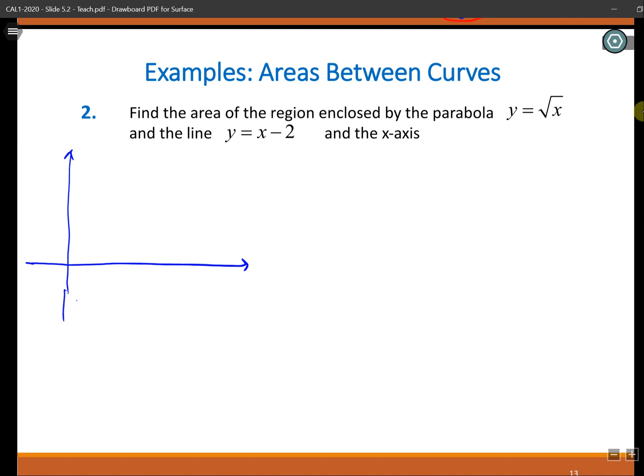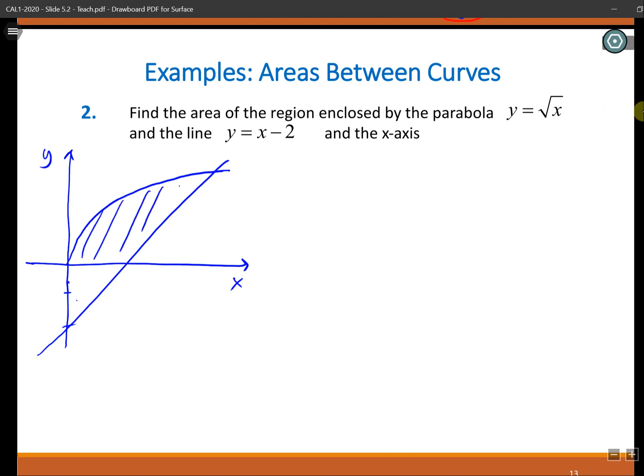Okay, let me add this y-axis down here, and then we have the parabola on the side. It's going to look like that, and then we have this straight line intersects the y-axis at y equal to minus 2. Okay, and then we have the x-axis, so still the same region. This. How do we solve this differently?